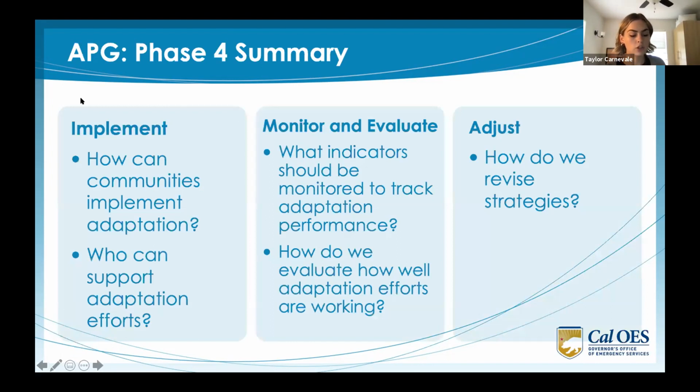So these are some questions that may be an interesting part of the process and be super important. So how can communities implement adaptation? Who can support adaptation efforts? What indicators should be monitored to track adaptation performance? How do we evaluate how well adaptation efforts are working? How do we revise strategies?